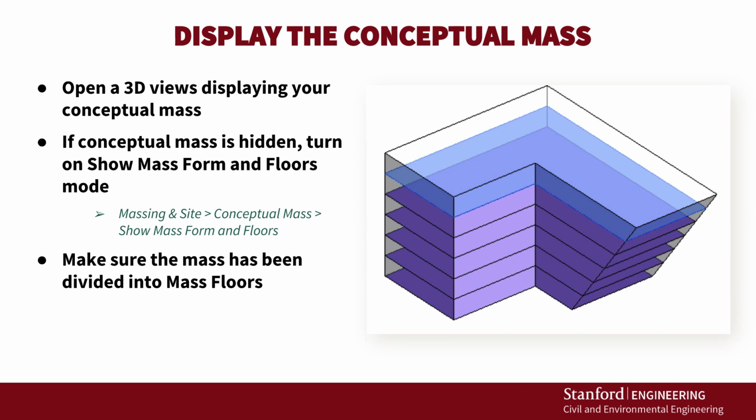Let's start by making sure that the conceptual mass is visible. To do that, let's open a 3D view that should display your conceptual mass. And if that conceptual mass is hidden, turn on the Show Mass Form and Floors mode. You'll find that under the Massing and Site tab in the Conceptual Mass section, just pull down and choose Show Mass Form and Floors from the menu. Okay, you'll also want to be sure that the mass has been divided into mass floors because we'll need those mass floors to convert and change them into floor elements.